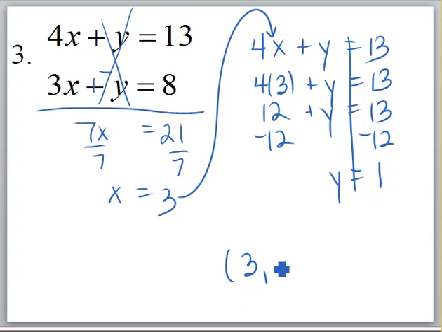And then I'm going to have x comma y. I can check my solution. Plug in 3, plug in 1, that gives me 12 plus 1, which is 13. Plug in 3, plug in 1, I have 9 minus 1, which is 8, so they both work.